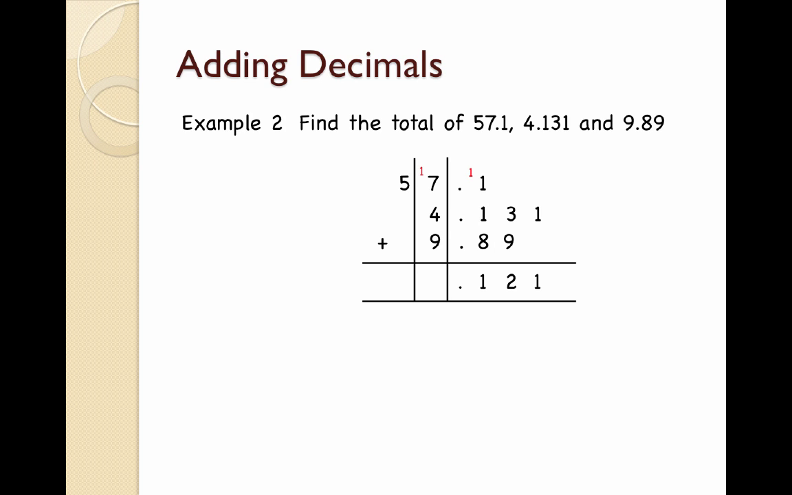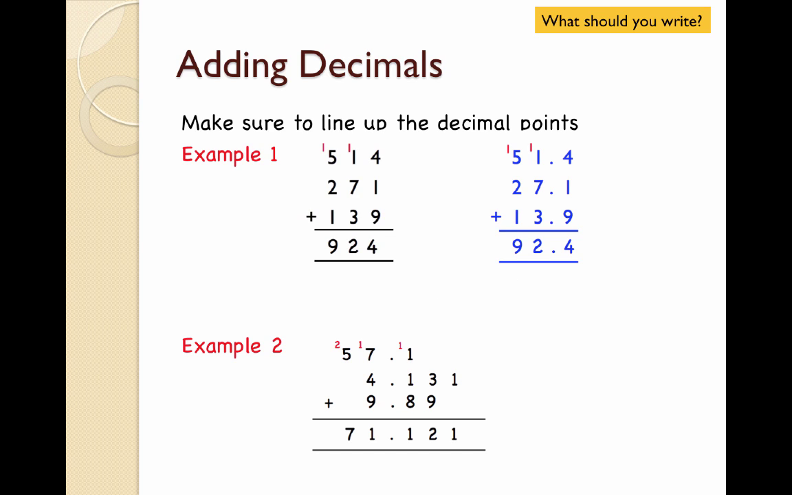1, 7, 4, and 9 gives me 21. So I'm going to put a 1 in the ones column and I'm going to carry 2 in the tens column. Now 2 and 5 gives me 7. So the total of those three numbers is 71.121. I went through that pretty quickly. Feel free to go back and pause it and slow down so that you fully understand how to add those three numbers together. So what should you be writing?